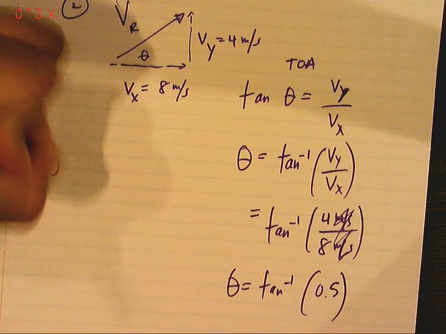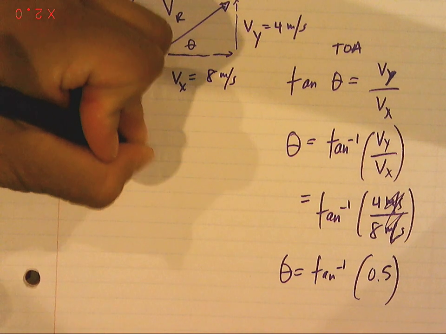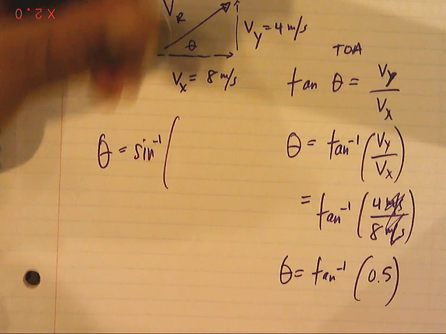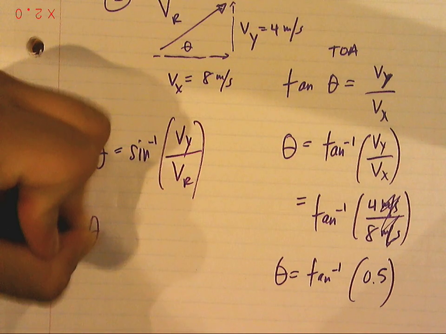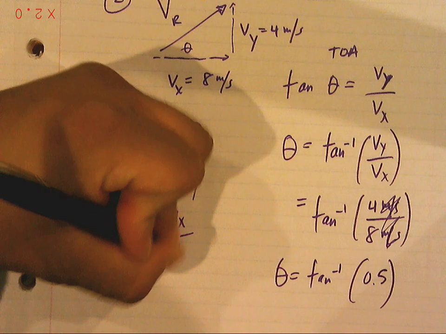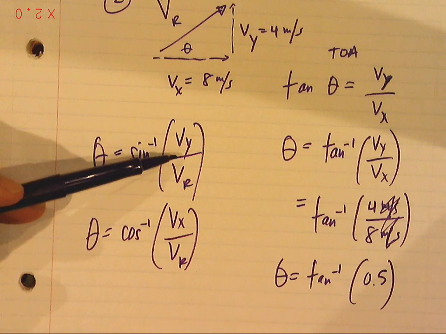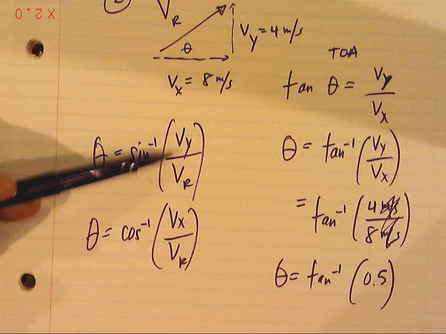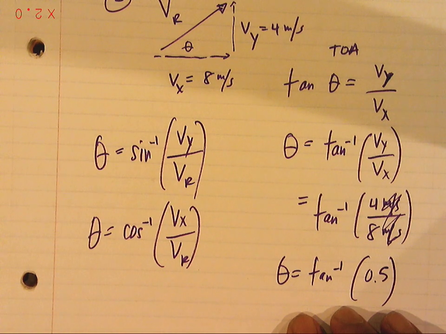So like this is going to be sine -1 of Vy over Vr. Theta is going to equal cosine -1 of Vx over Vr. Check your math and see, do these other formats and these different ratios inside the inverse trig functions match what comes out here? Okay, that's page 8.